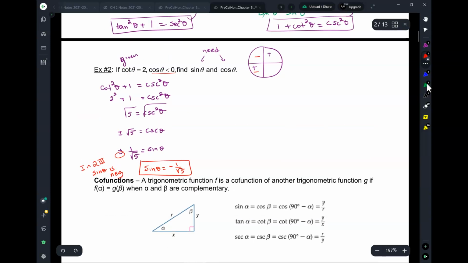Okay. But now I also need cosine. Is there any way to find cosine? What do I have now? Cotangent and sine. Anywhere I can find cosine? I can definitely use that one. Sine squared plus cosine squared equals 1. What's another one I can use? I can also use cotangent of theta is cosine over sine. Right? Yeah. So always go for the easier one.